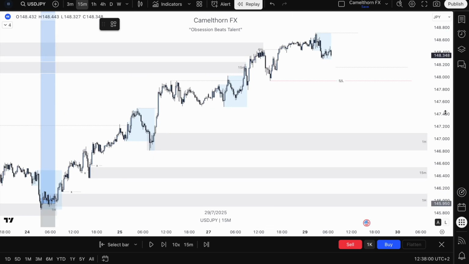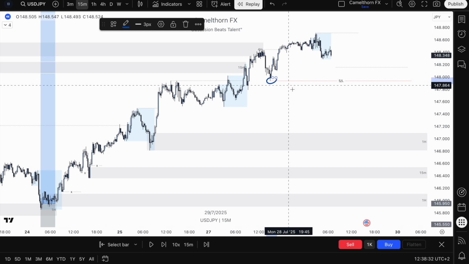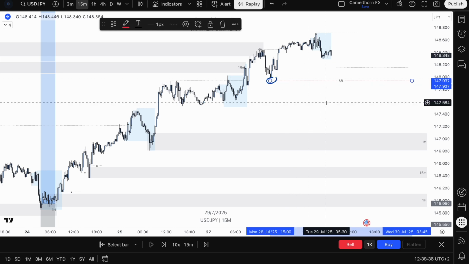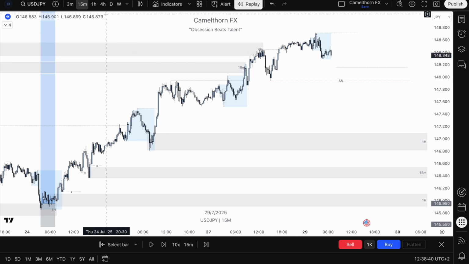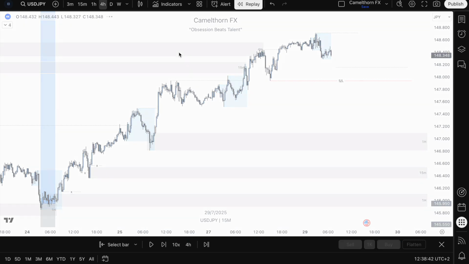Now, fast forwarding price even further to Tuesday, the 29th of July, 2025, when I got to my charts to perform my pre-market analysis. This was the point at which I decided to aggressively move my stop into profit to this price point here at 147.937.